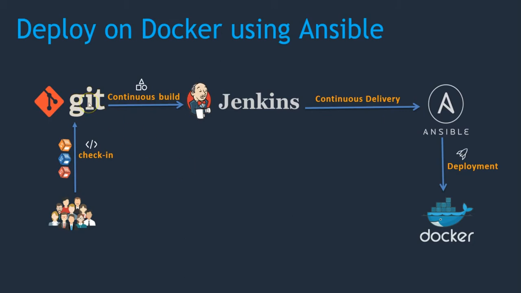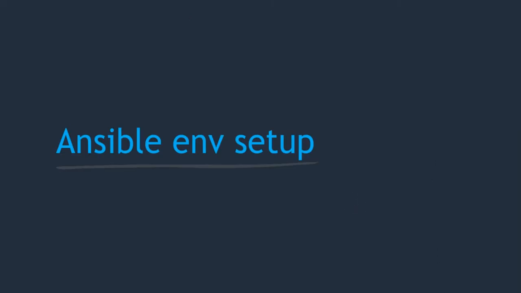So far our code is available in Git. We are able to build through Jenkins, and our target environment, a Docker host, is also available. Now we should set up Ansible so that by using Ansible we can deploy on Docker. In this video I am going to show you how to set up the Ansible environment.